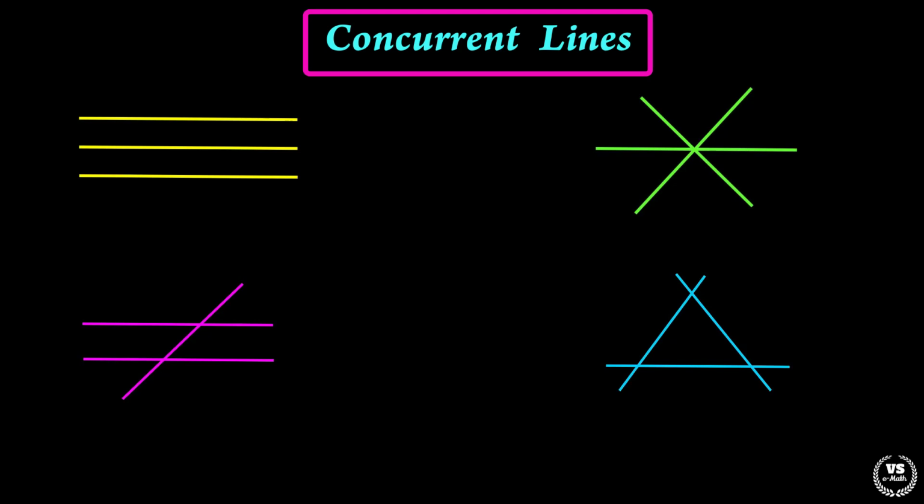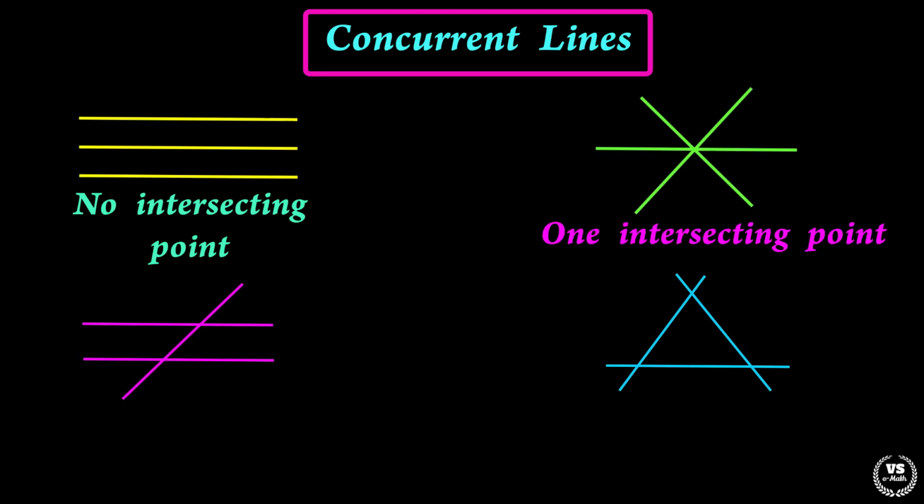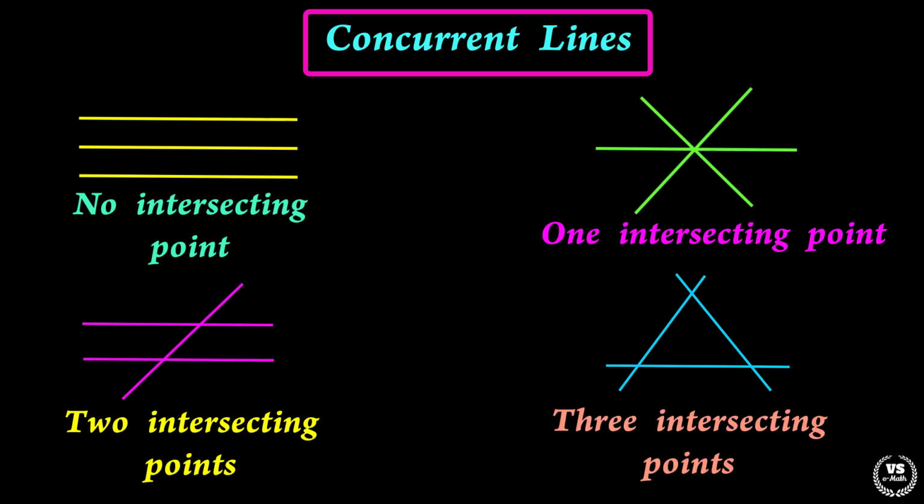Lines with no intersecting point, or lines with one intersecting point, or lines with 2 intersecting points, or lines with 3 intersecting points.